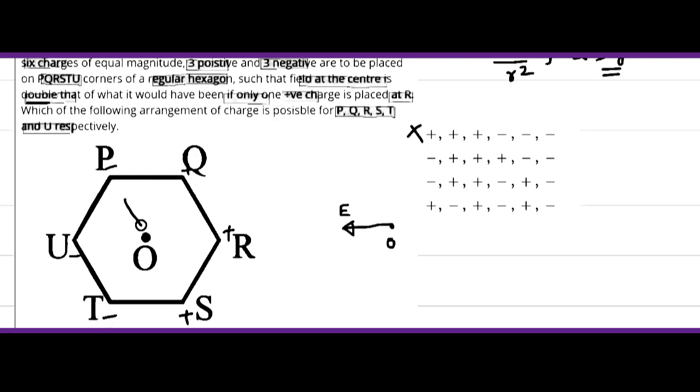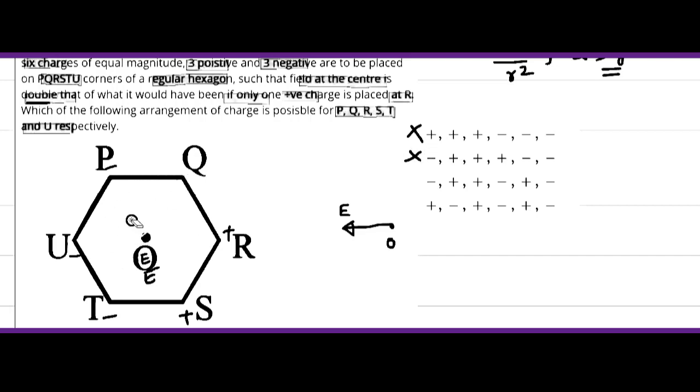So due to the negative charge at P, the electric field will be in this direction. Due to Q, the electric field will be in this direction. Due to R, in this direction. Due to S, in this direction. Due to T, in this direction. And due to U, in this direction. And obviously at O, the net electric field is not equal to 2E. So this option will also be wrong.